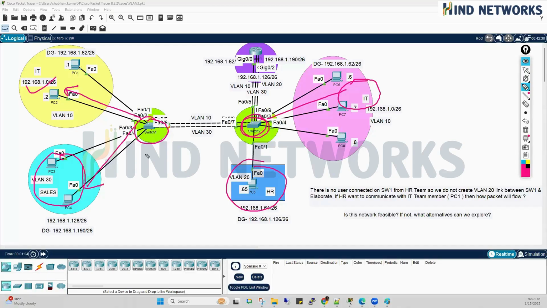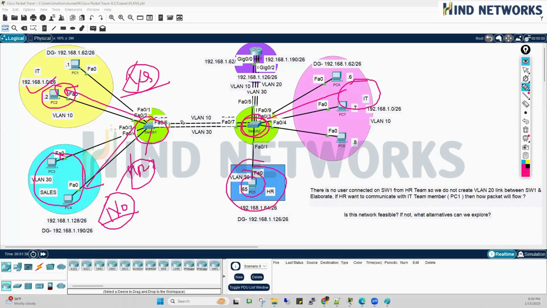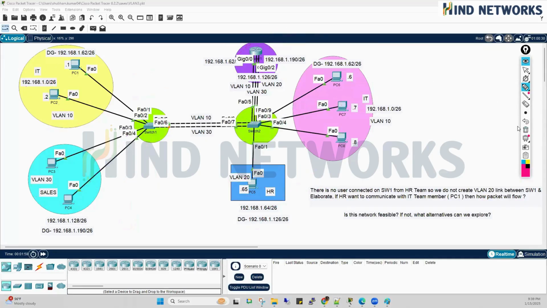Right? But on switch number 1, is there any HR connected? Answer is no. There is no HR connected. But if I ask you, can you ping from here to here? Answer is yes, you can ping. What is the reason? The reason is, if HR is part of VLAN number 20 and IT is part of VLAN number 10, HR is part of a different network ID and IT is part of a different network ID, but still we are able to ping. The answer is because we have an L3 device. We have an L3 device. Getting my point?